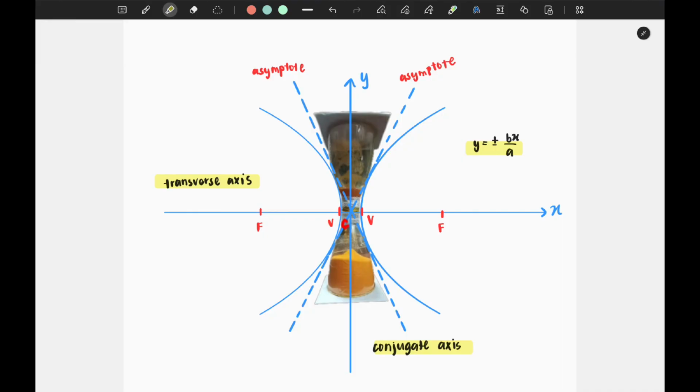As we can see in the graph, the center C is the midpoint between the vertices V, forming the narrow part of the hourglass, while the foci F help determine how wide the curves open. The asymptotes show the direction of the curves, modeling the smooth hourglass form.